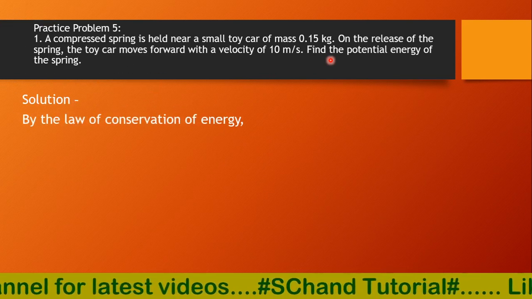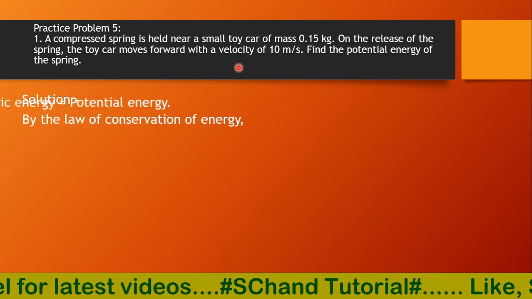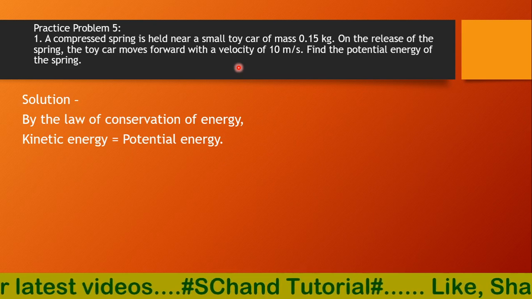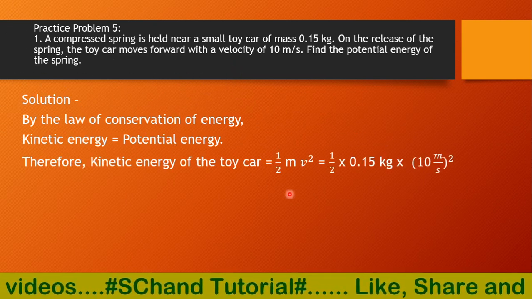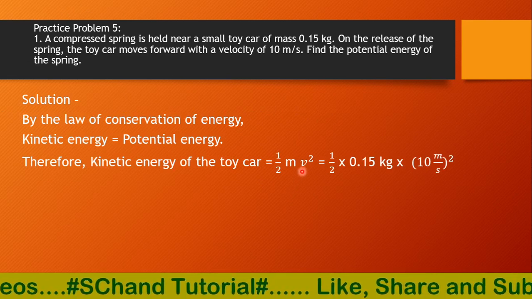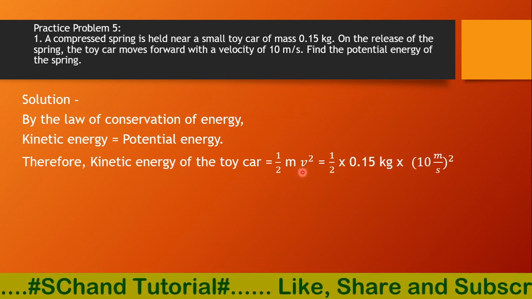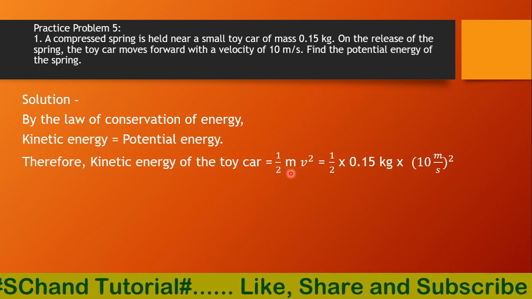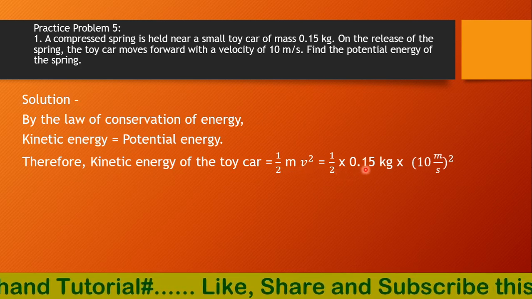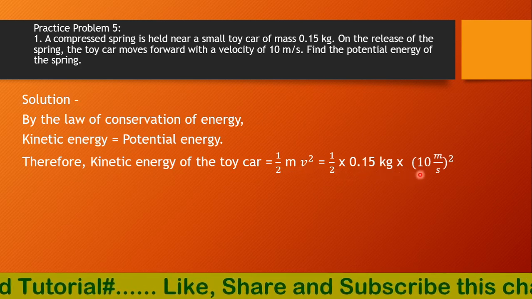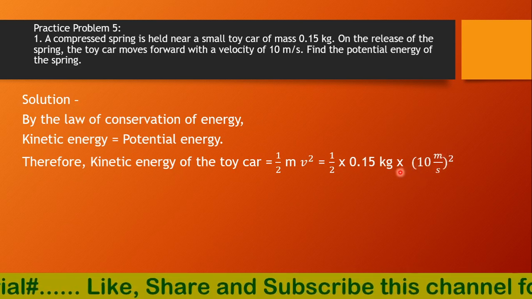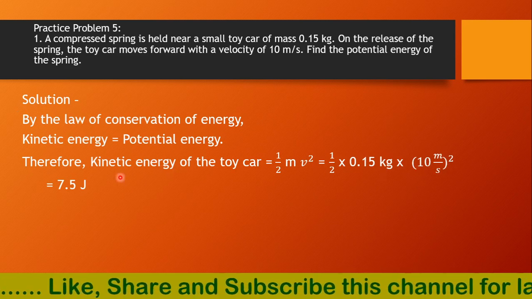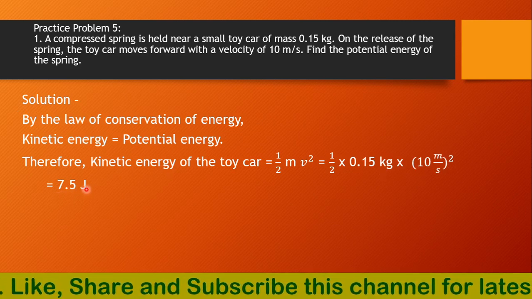Here we have the solution. By the law of conservation of energy, potential energy is equal to the kinetic energy of the toy, which is half mv square. That is the formula for kinetic energy: half mass into velocity square. So mass is 0.15 kg and velocity is 10 meter per second, whole square. Simply solve this, it will come out to 7.5 joule.